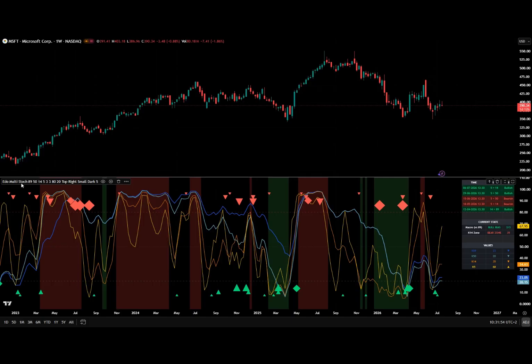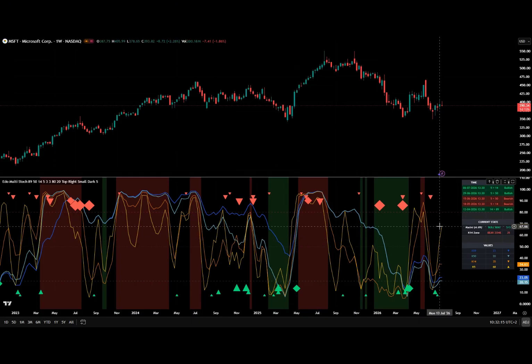Today we are going to read momentum on 4 scales at the same time, using Edo Multi Stoch. The classic stochastic uses one period and gives you one reading. But momentum is not uniform. A 5-period stochastic and an 89-period stochastic almost never say the same thing.